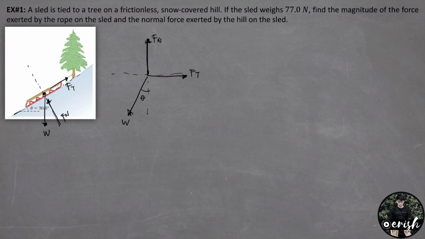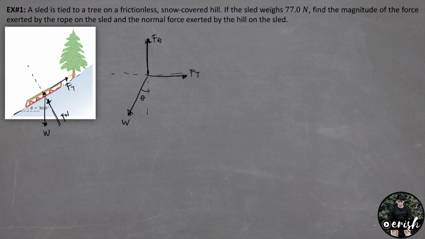This is the weight. We are asked to find the magnitude of the force exerted by the rope, or the force tension. Another is the normal force. So, dalawang forces ang hinahanap sa atin dito. Yung normal force is nasa y direction, yung force tension naman is nasa x direction. Gagamitin natin dalawang component to solve for that.